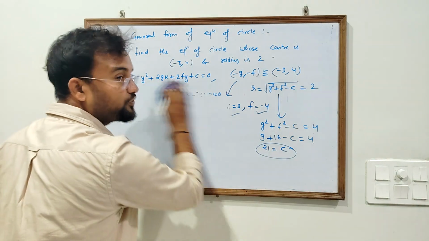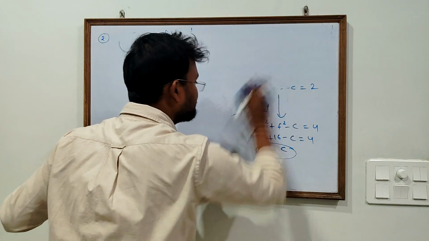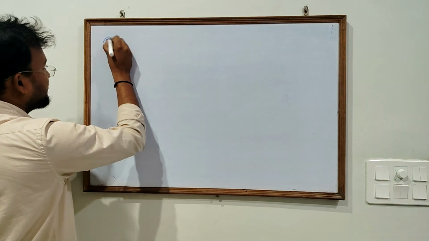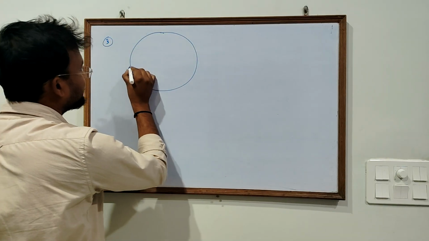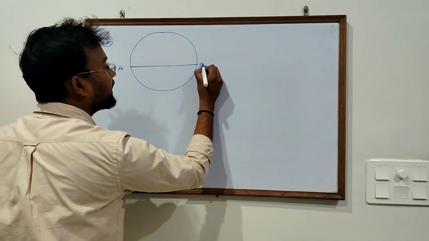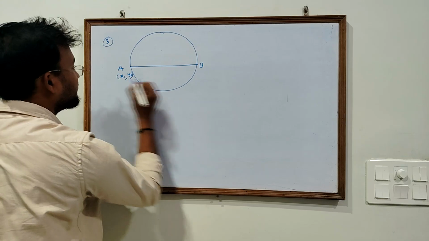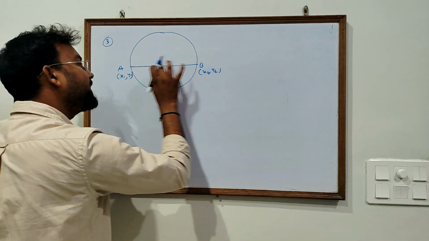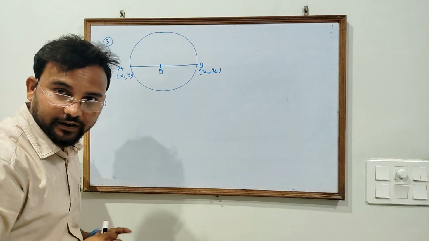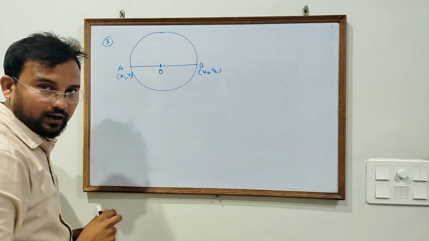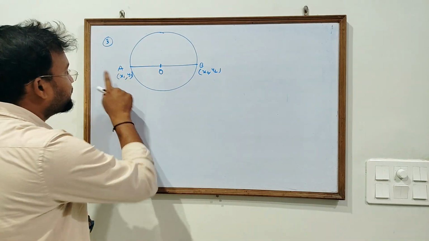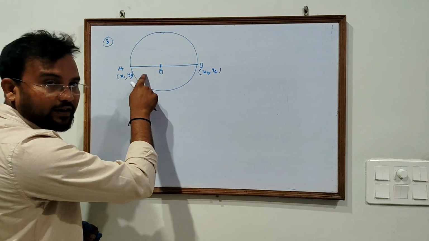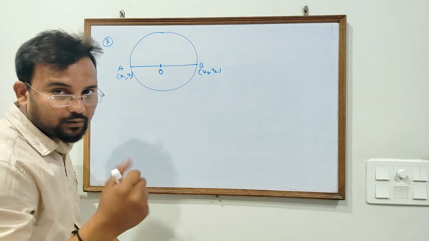Next, bachcho, is when the extremities of the diameter are given. That means the third case is when the extremities of the diameter are given. So guys, this is A and this is B. A is (x1, y1), B is (x2, y2), and these A and B are the extremities of the diameter. That means the line AB passes through the center of the circle. So how can I find the equation of the circle? Bachcho, one way is you find the midpoint of AB, that would be the center, and from OB or OA you can find the radius, and then you can apply method number 1.